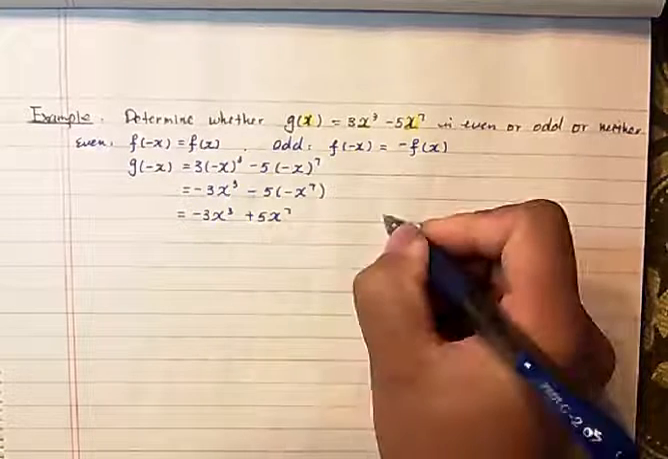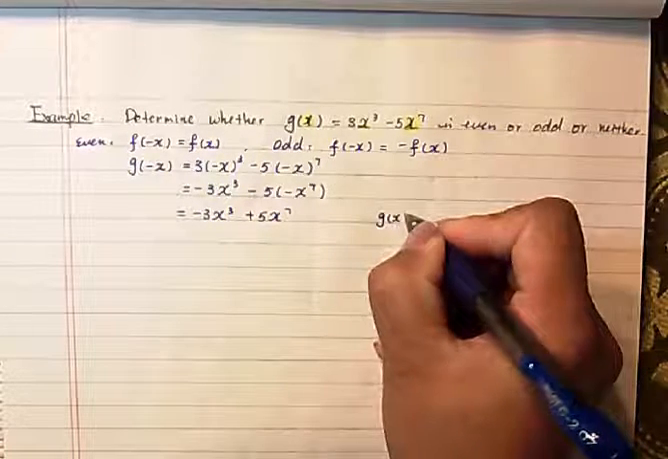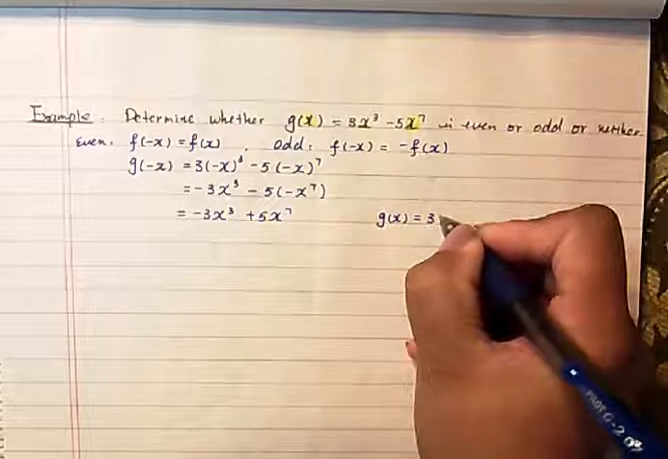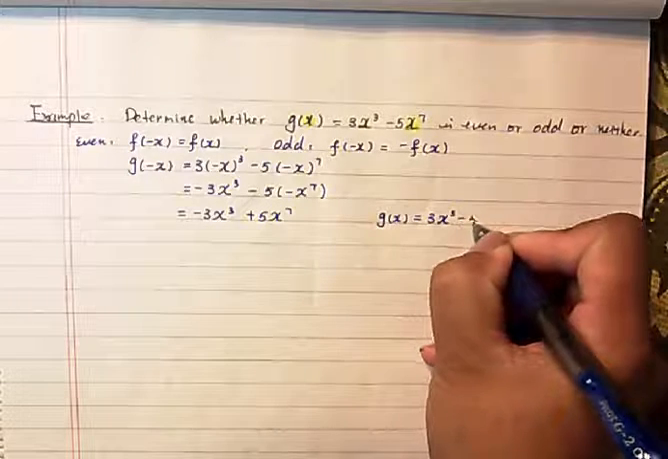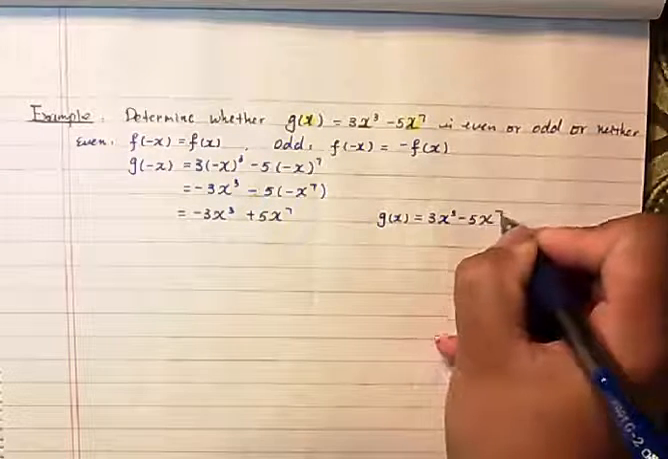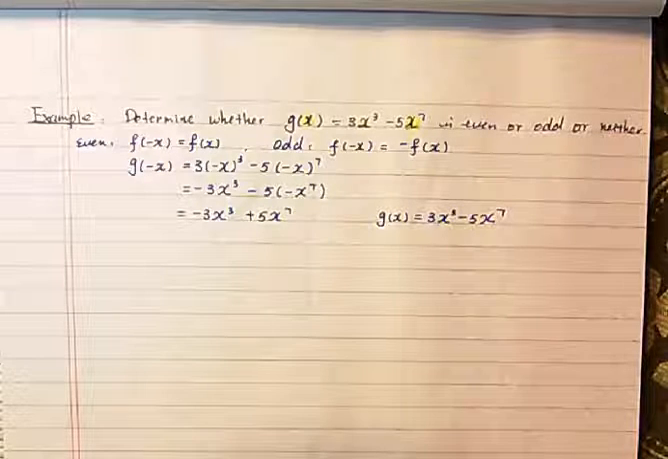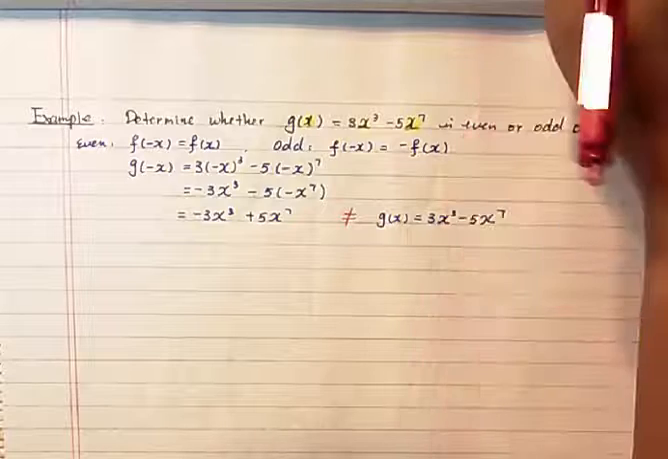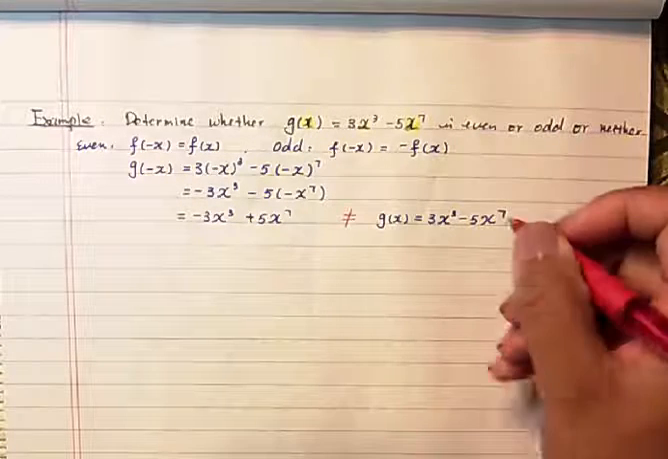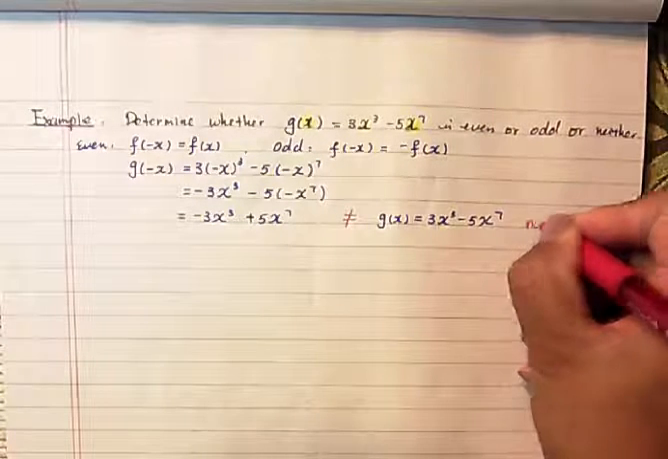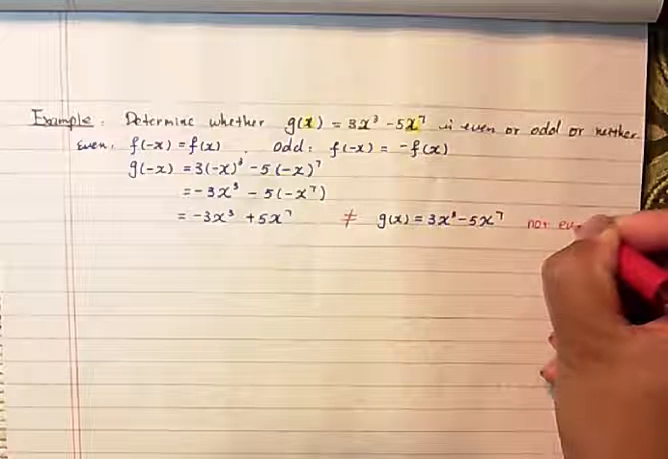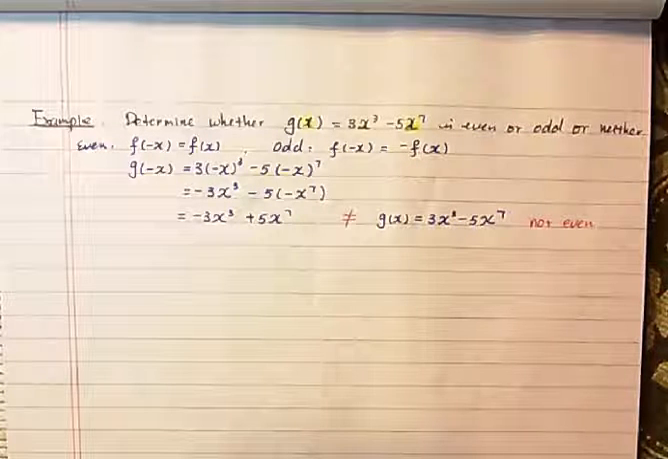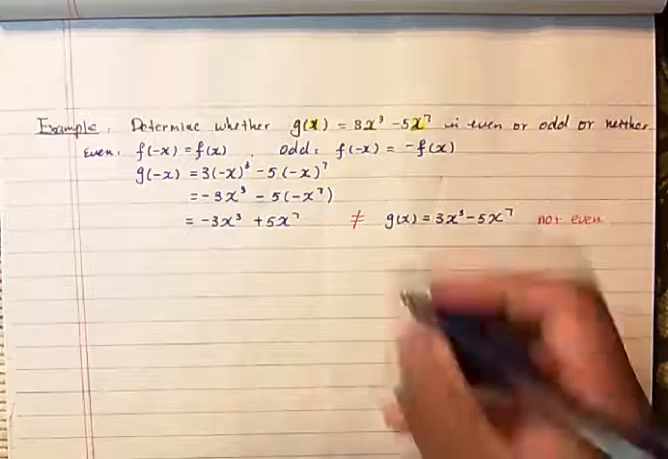Let's compare. g of x is given as 3x cubed minus 5x^7. And you can see that obviously this one is not the same as this. So with that, we can conclude this function is not even. But let's take a look, how about odd? Is that an odd function or not?